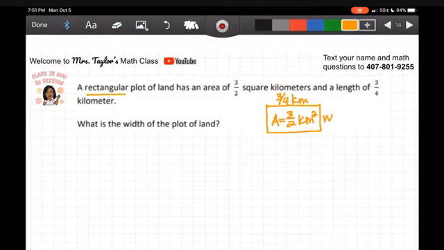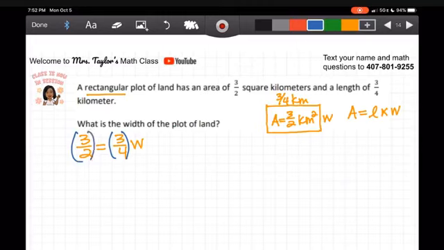So in order to find the area of a rectangle, area is equal to length times the width. So let's write it all down. We can write 3/2 is equal to 3/4 times W. So again, in order for me to solve this problem, I need to multiply both sides by the reciprocal. And the reciprocal of 3/4 is going to be 4/3.